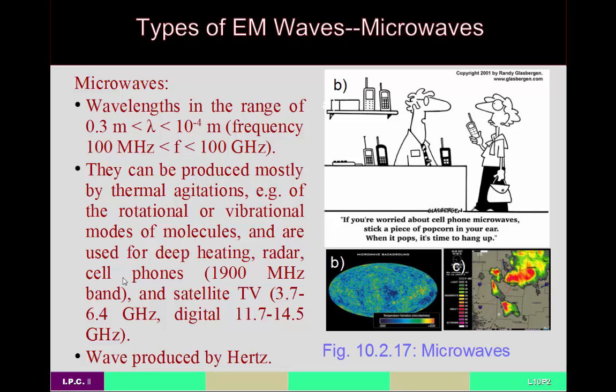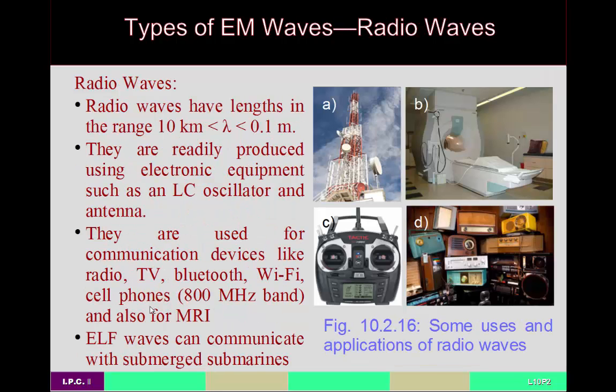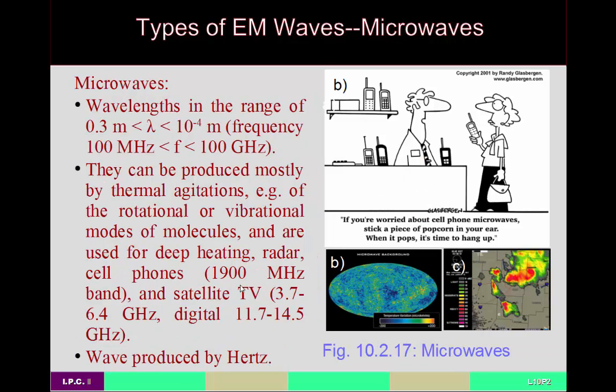And then cell phones, I mentioned before, up here for radio wave usage, 800 megahertz band. The other band that cell phones commonly use right now is the 1900 megahertz band. So cell phones actually use both the microwave type and the radio type of electromagnetic radiation. If you're watching satellite TV or digital TV, then you're also making use of microwaves.